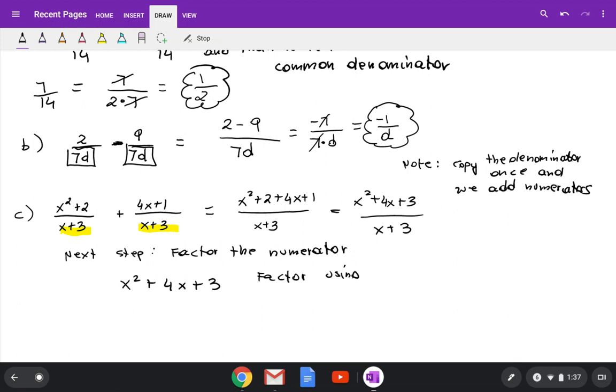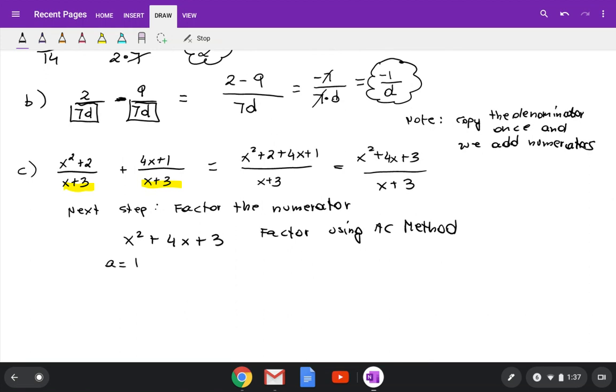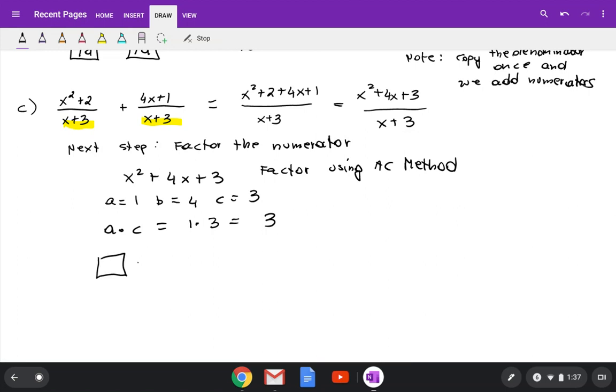using, and I only teach you the AC method, so I'm sticking to the same method. A is equal to 1, B is equal to 4, C is equal to 3. So I multiply A times C, and we're getting 1 times 3, which is 3. Next, I'm looking for two integers whose product is equal to AC, which is 3, and the same two integers by addition have to give you B. In our case, B is 4. So 1 and 3 will work.